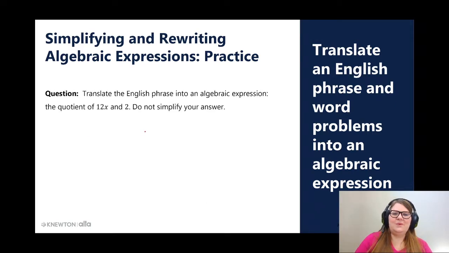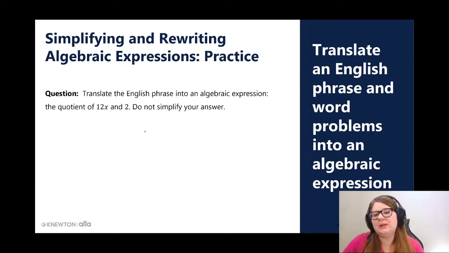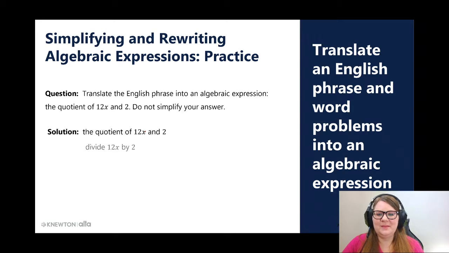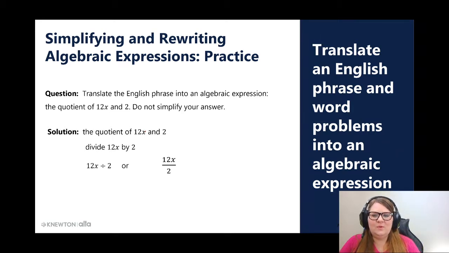All right, we're going to do another one. How about the quotient of 12x and 2? You don't have to simplify this, but quotient, which operation is that? Is it adding, subtracting, multiplying, or dividing? Well, it is dividing. 12x is going to be divided by 2. So here we can write it as 12x divided by 2 with the division symbol, or you can write it as a fraction, 12x over 2.